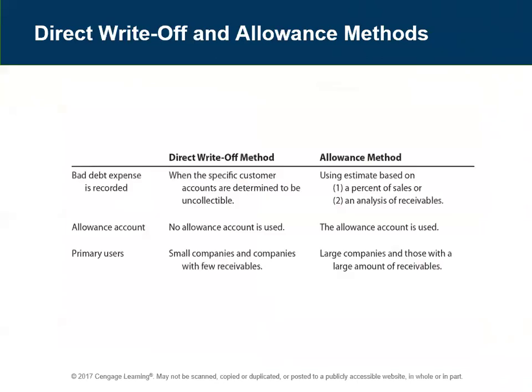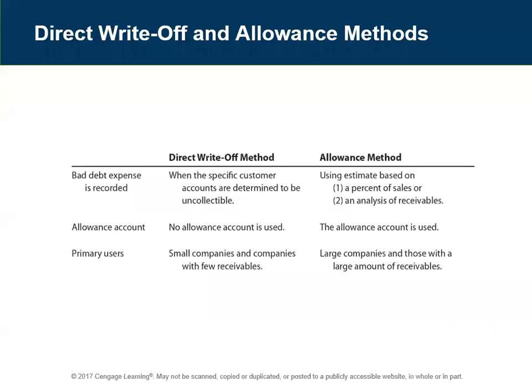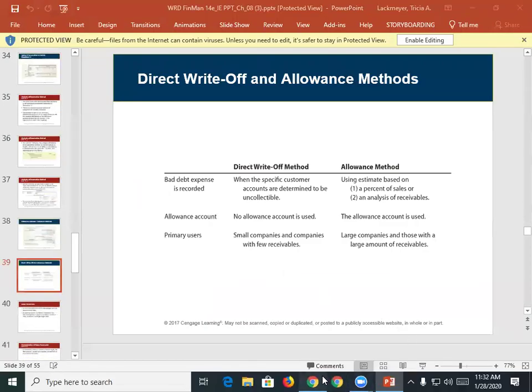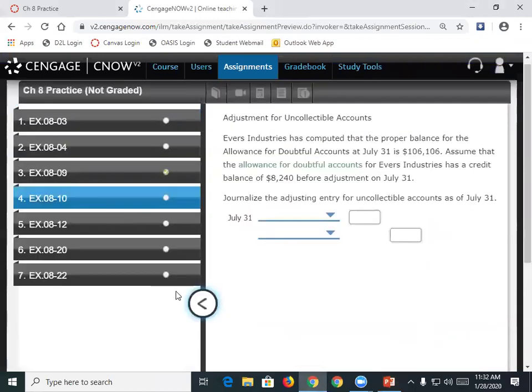Then this is just a summary slide of what you use when you use the direct write-off method versus the allowance method. Percent of sales and the analysis of receivables are your allowance methods. So that's just a good summary slide you can always print out for your records. Okay, I'm going to pause there. Now, if you'll go back into your practice, I am ready for number 4.